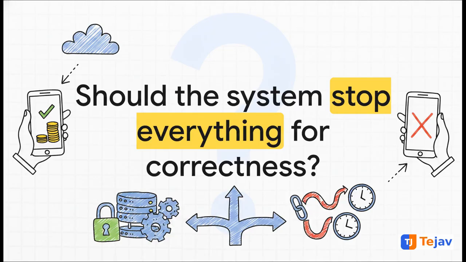Now, put yourself in the shoes of a system architect. You're staring at an impossible dilemma right in the face. Should your system literally stop absolutely everything, locking users out completely just to ensure correctness? Or should the app keep running, keep the doors open, and allow this temporary, honestly terrifying inconsistency?